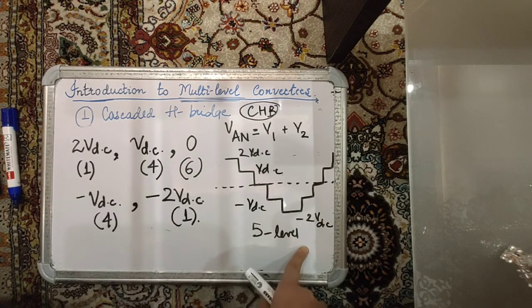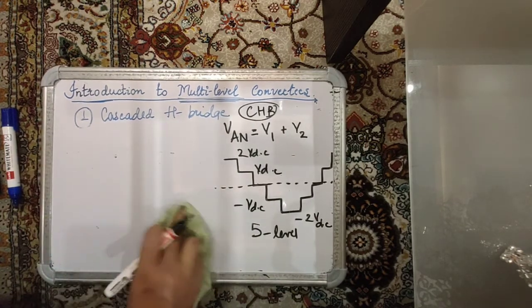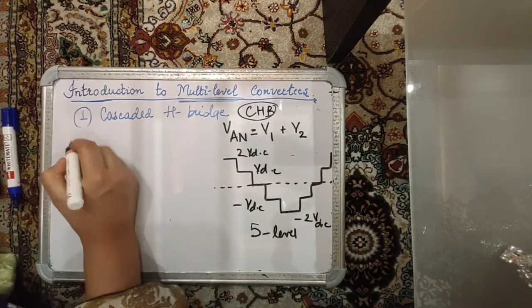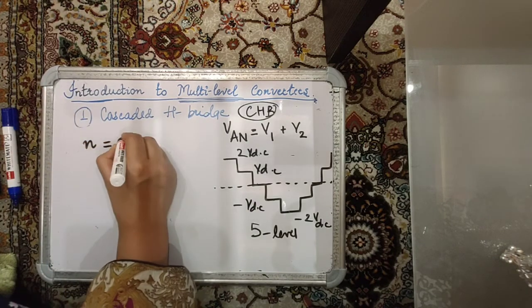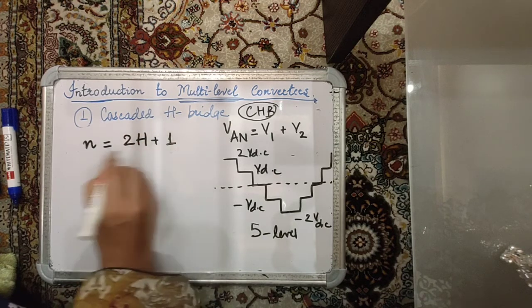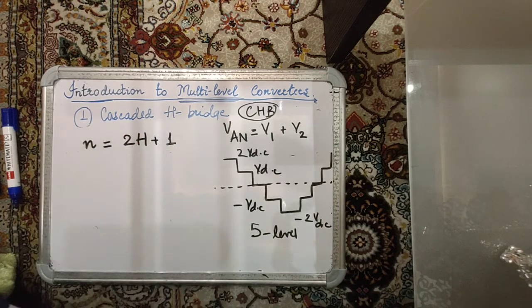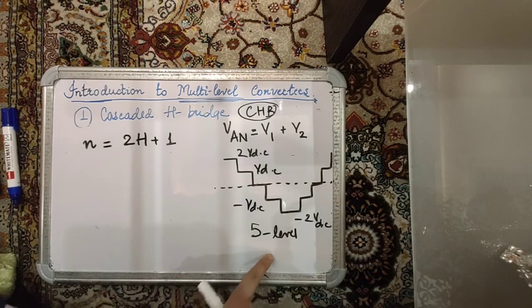which also brings us to the point: how do we decide the number of levels, and how do we decide the number of H bridges that we want? So if I require n number of levels in a cascaded H bridge converter, and I have H number of H bridges, then n is equal to 2H plus 1. In this case, per phase, we had 2 H bridges. So 2 into 2 plus 1, that gave us 5 levels.